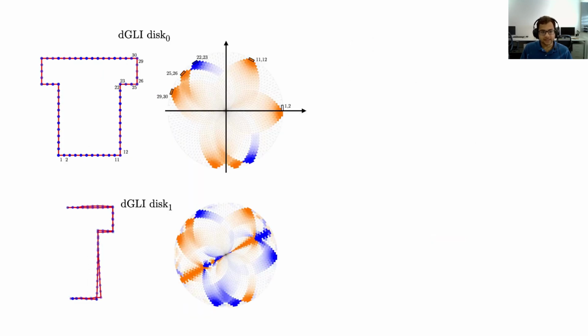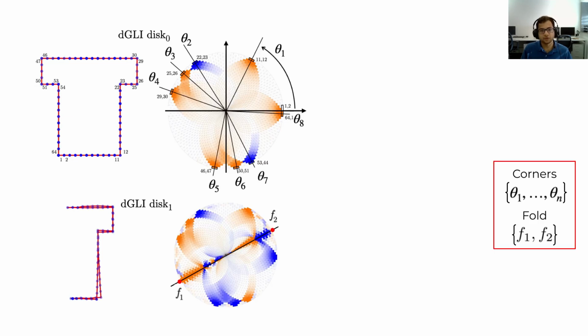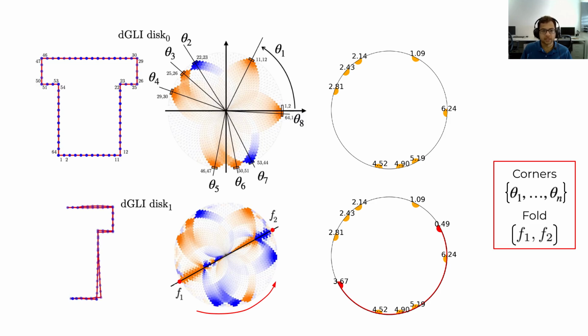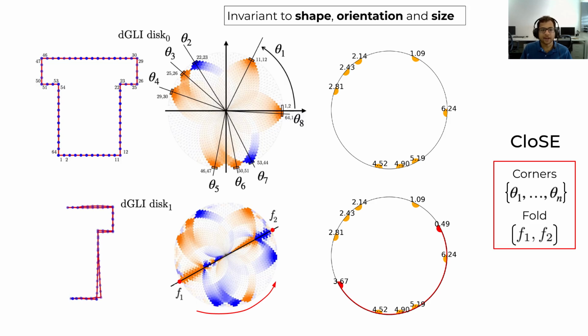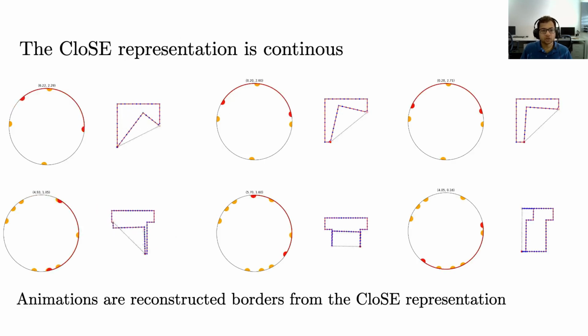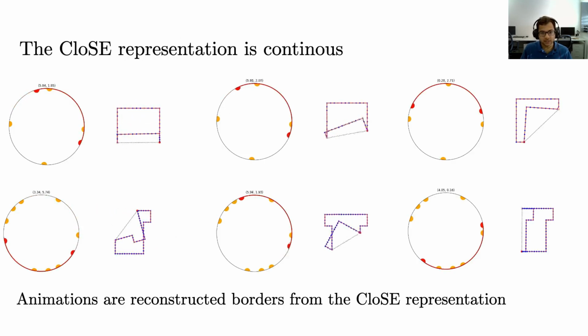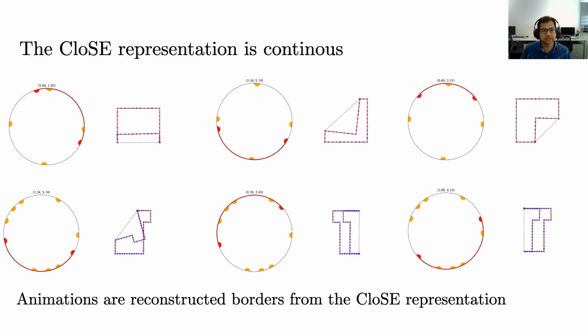From the degree disk, we abstract out the corners, the fold locations, and their orientation onto a circle, calling it the cloth state or the closed representation. This representation is compact while maintaining the invariants observed on the degree disk. In addition, the closed representation is also continuous to change in fold location. Observe how the cloth state changes on changing fold location on the circle.